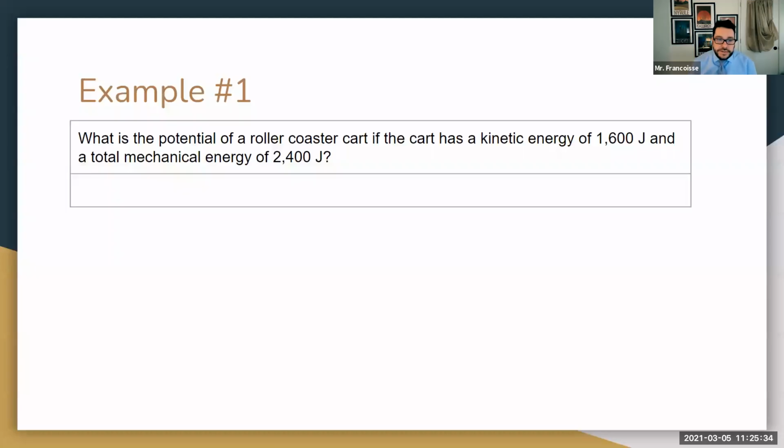So here they tell us that we have a potential energy of a roller coaster cart. What is the potential energy of a roller coaster cart if the cart has a kinetic energy of 1600 joules and a mechanical energy of 2400 joules? So based off what they give us here, we know kinetic energy, KE, is equal to 1600 joules. And mechanical energy is going to be 2400 joules.